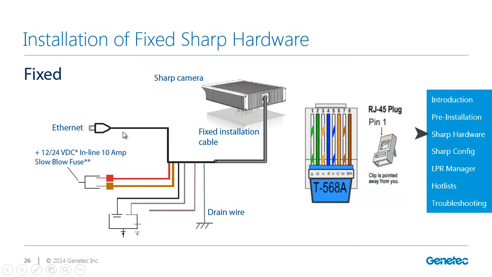Now for the Ethernet connection, if you need to crimp a new wire, you can find the wiring configuration, which is basically this one, in either one of the guides. They have that available.